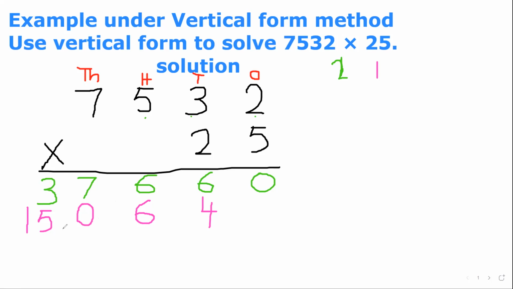Now, 15,064 is also a product of the 2, when you use the 2 to multiply the 7,532. So you have done. So when you are done with the two products, you must add them. Okay, and then you bring your addition sign here. Okay, good. Meaning that you are going to add these two products here.